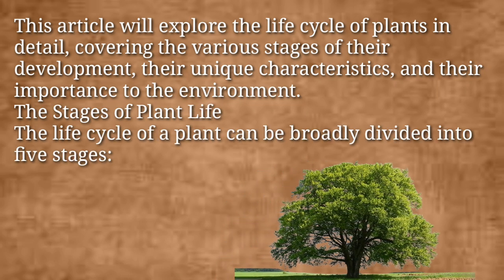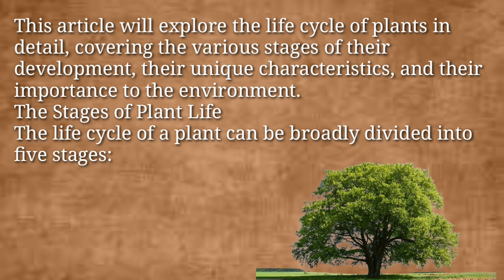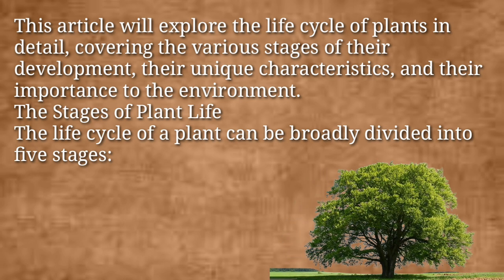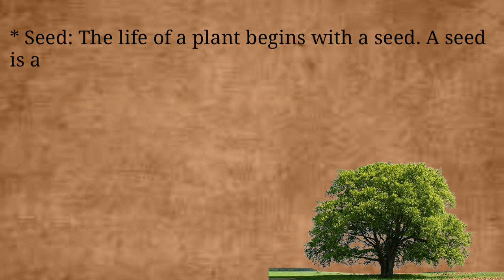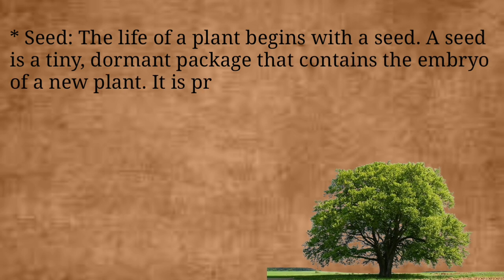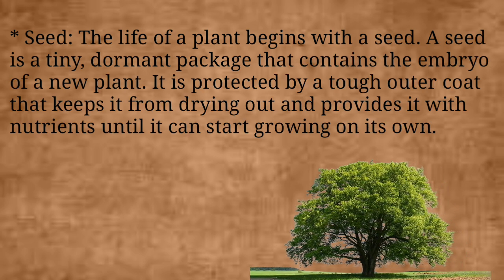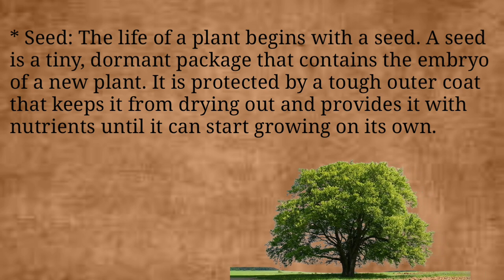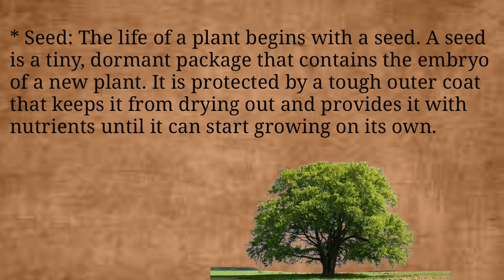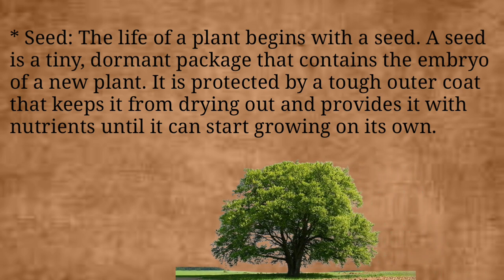The stages of plant life. The life cycle of a plant can be broadly divided into 5 stages. 1. Seed. The life of a plant begins with a seed. A seed is a tiny, dormant package that contains the embryo of a new plant. It is protected by a tough outer coat that keeps it from drying out and provides it with nutrients until it can start growing on its own.